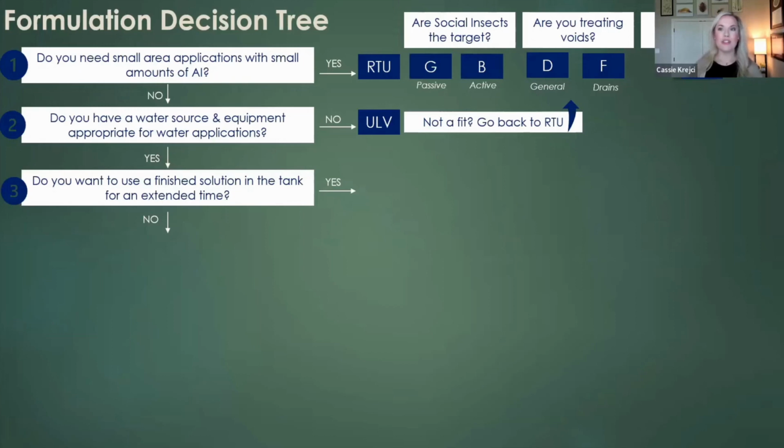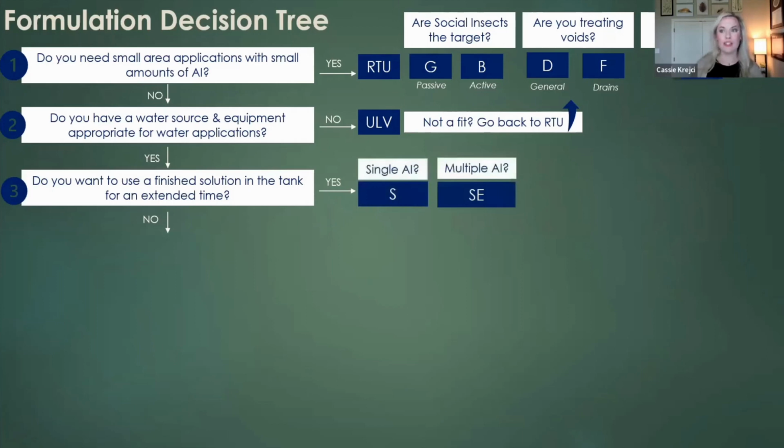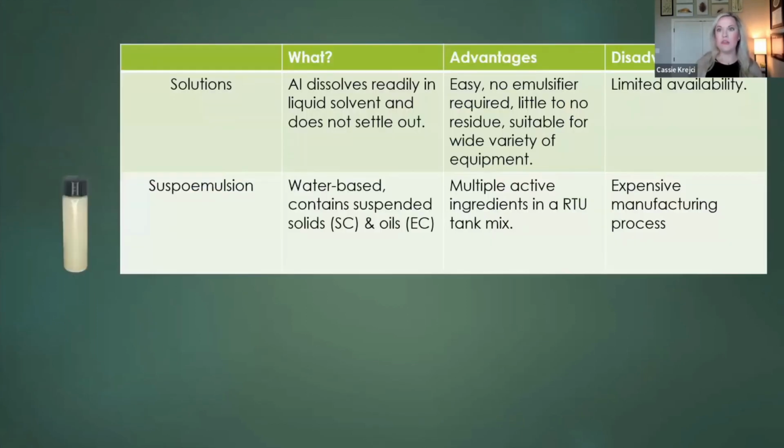Do you want to use a finished solution in the tank for an extended time? Meaning, are you going to use it all right now? Or would you like to be able to tank mix and let it stay stable in the tank for longer than the next 5 hours? If the answer is yes, let's make a decision on single active ingredient versus multiple active ingredients. And the reason we look at that is because we're looking at solutions and soluble emulsions.